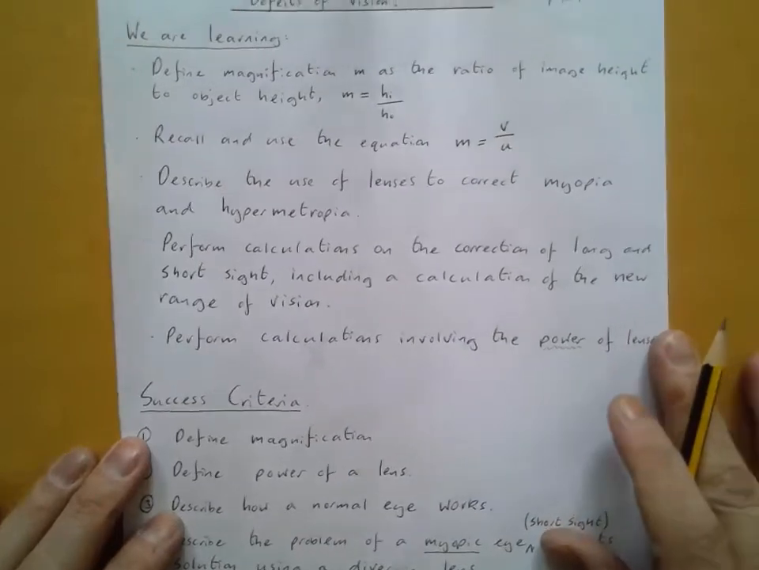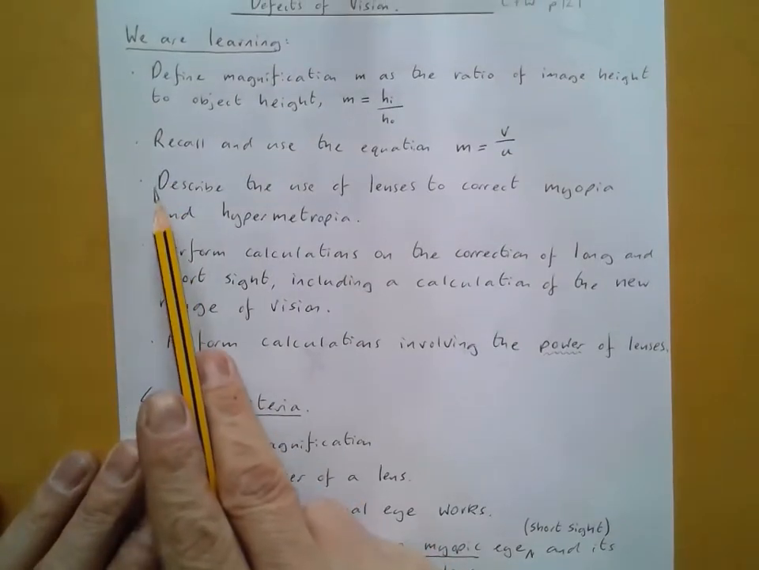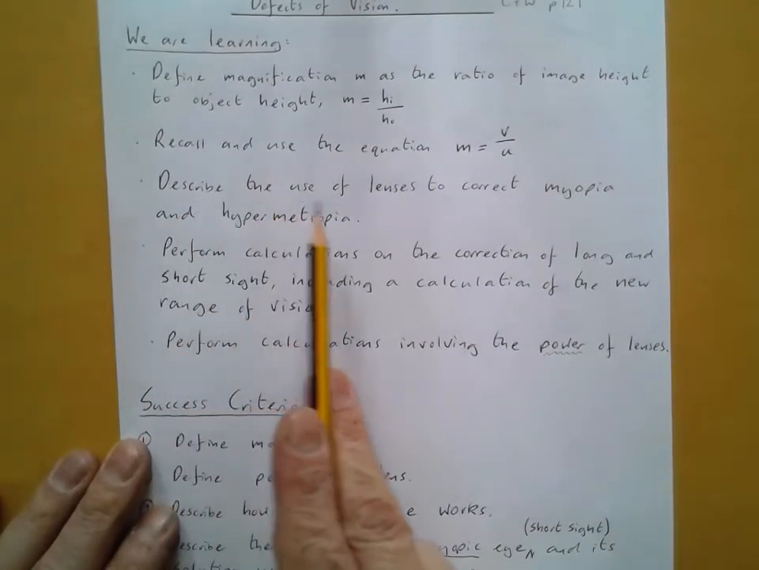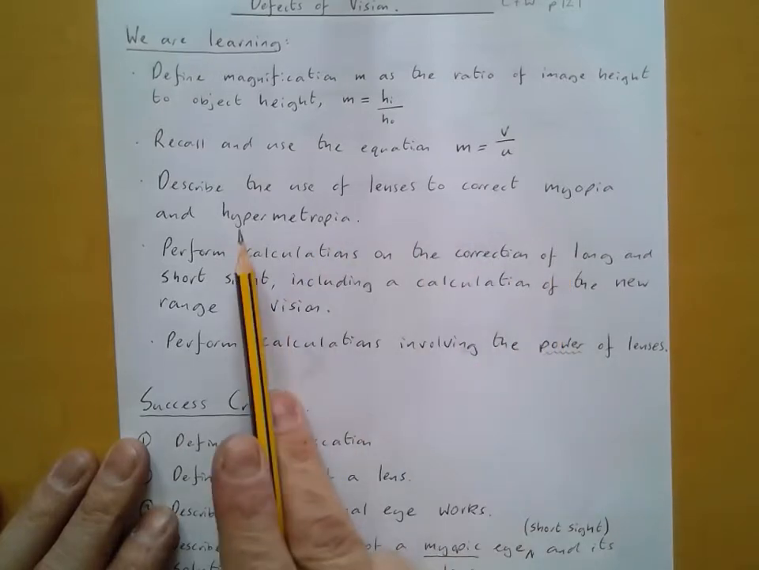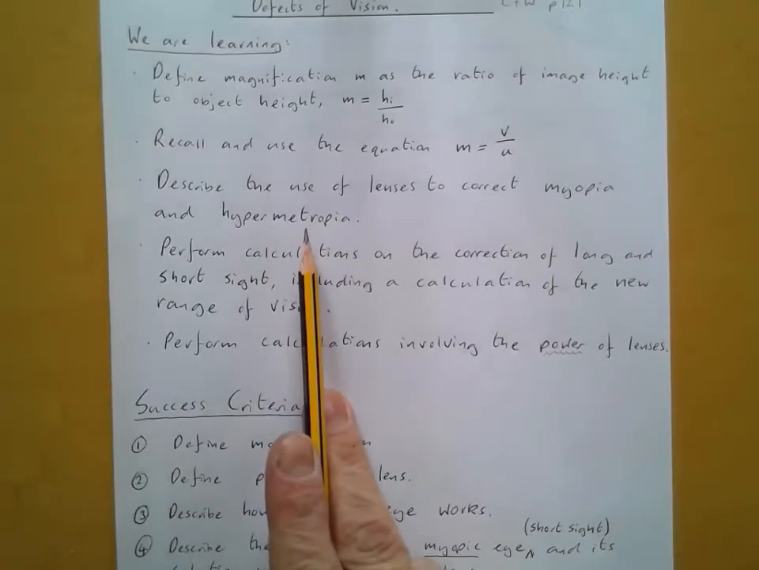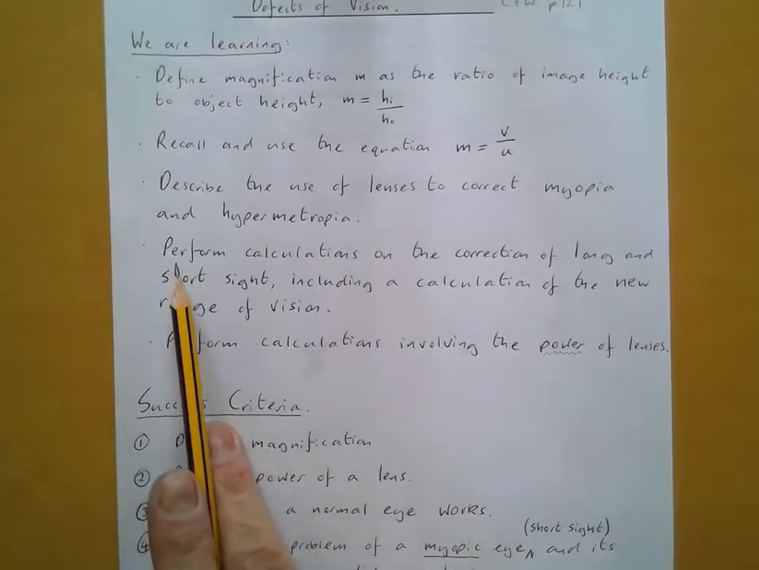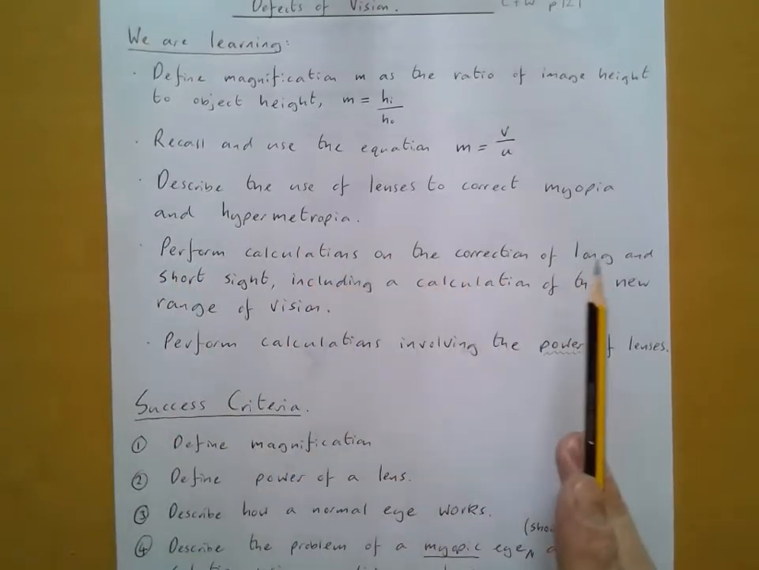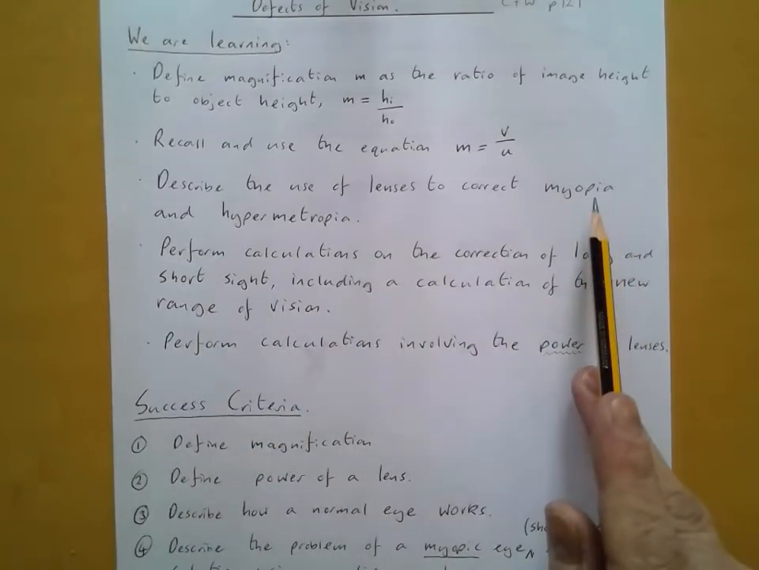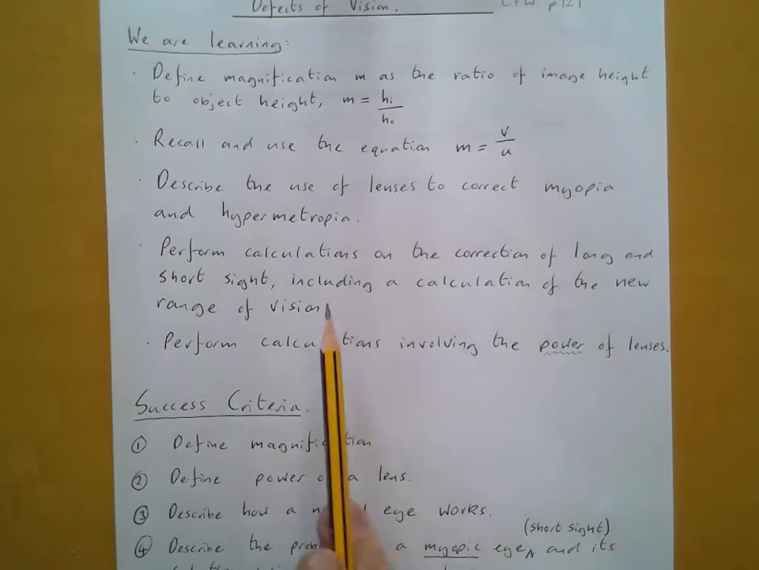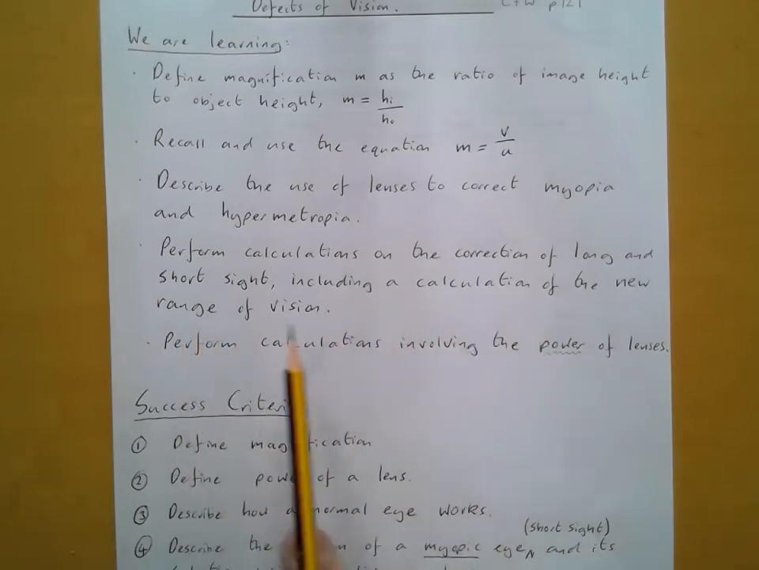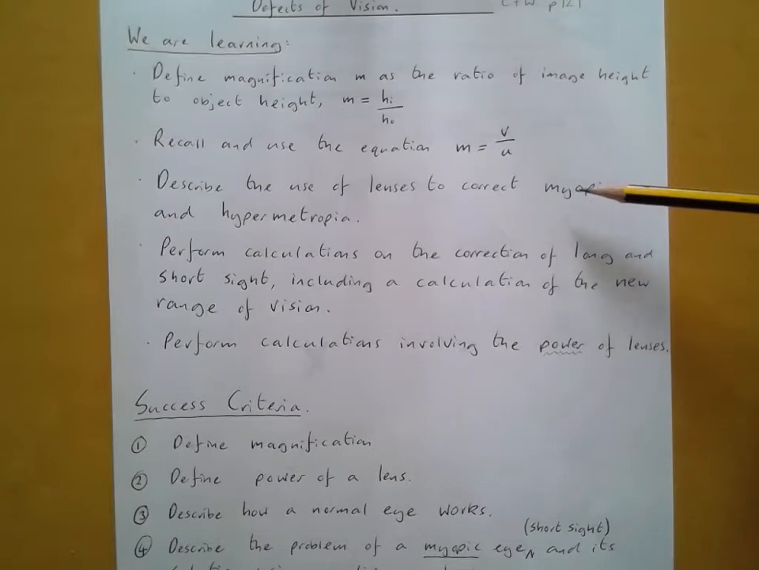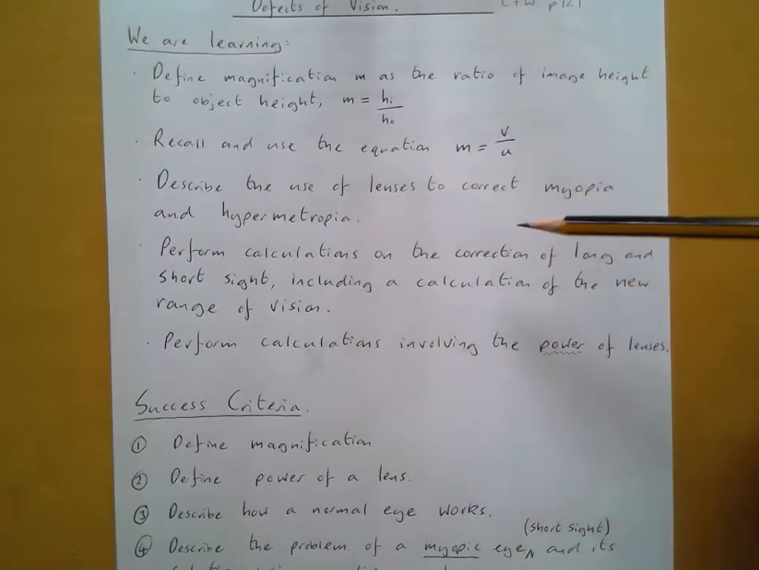So what do we mean by power of a lens? And then the meat of the lesson is in the middle here. Describe the use of lenses to correct myopia and hypermetropia, which are the two defects of vision. And perform calculations on the correction of long and short sight, which are myopia and hypermetropia respectively, including a calculation of the new range of vision. So we have some terms to define, then we have to describe how these conditions can be corrected and calculate the lenses required to correct those conditions. That's what it's all about.